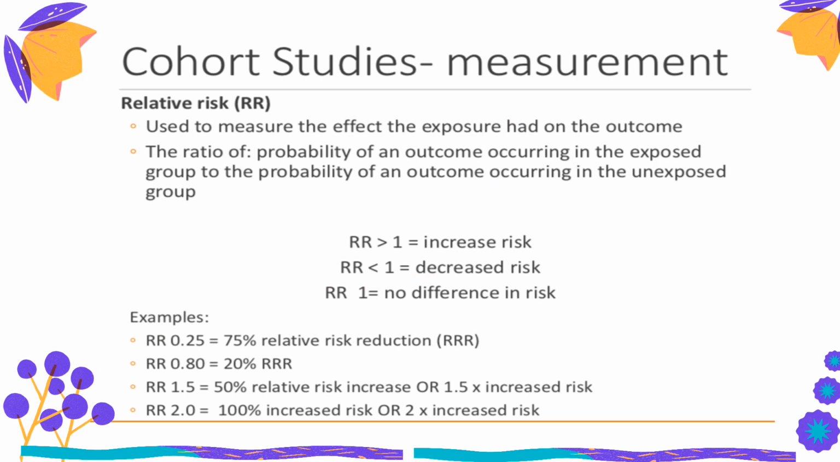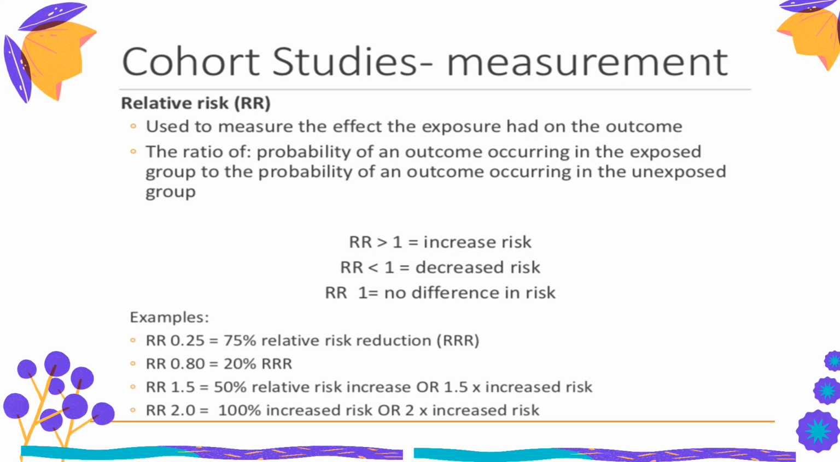Cohort studies' measurement is the relative risk, or RR. It is used to measure the effect the exposure had on the outcome. It is the ratio of the probability of an outcome occurring in the exposed group versus the probability of an outcome occurring in an unexposed group. If RR, or relative risk, is greater than 1, it implies increased risk. If RR is less than 1, it implies decreased risk. And if RR is equal to 1, there's no difference in risk between the exposed and unexposed group.